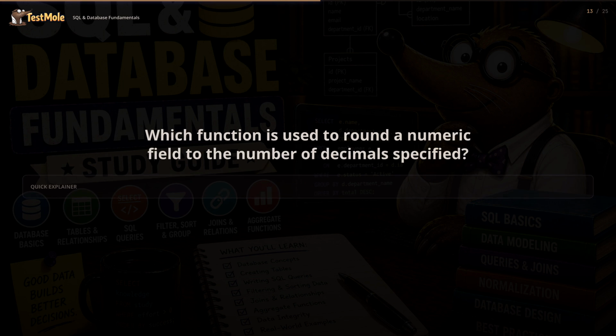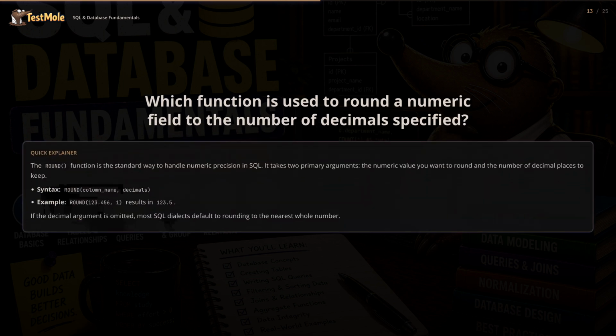Which function is used to round a numeric field to the number of decimals specified? The round function is the standard way to handle numeric precision in SQL. It takes two primary arguments: the numeric value you want to round and the number of decimal places to keep. Syntax: round, column name, decimals.